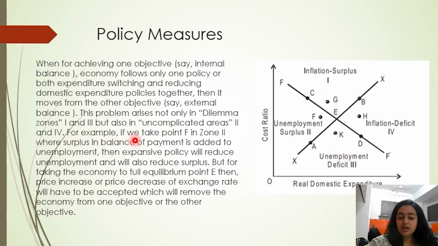For example, if we take point F in zone 2, what do we have? We have surplus and unemployment, where a surplus in the balance of payments is added to unemployment. An expansive policy will reduce unemployment and will also reduce the surplus. But for taking the economy to full equilibrium, point E, a price increase or decrease of the exchange rate will have to be accepted, which will remove the economy from one objective or the other. So we will have to let go of one objective or the other.